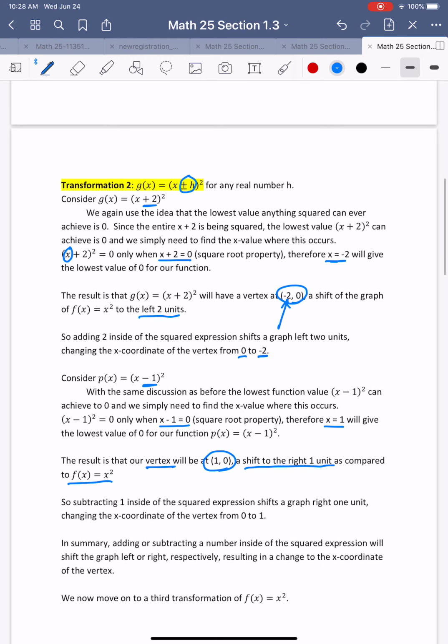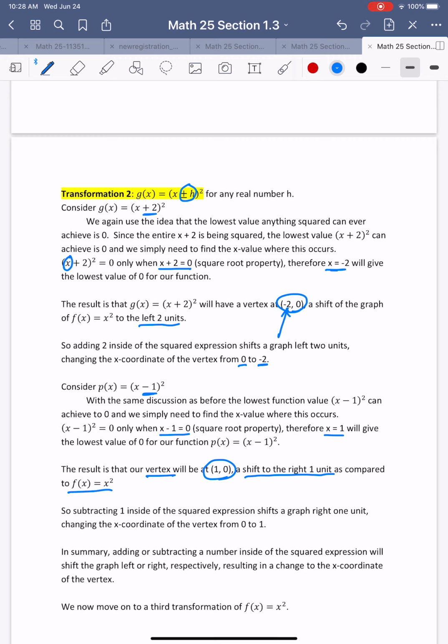So subtracting 1 inside of the square expression shifts the graph right 1 unit and changes the x-coordinate of the vertex from 0 to 1. In summary, adding or subtracting a number inside of the square expression will shift the graph left or right, resulting in a change to the x-coordinate of the vertex. So transformation 2, we call the horizontal shifting.